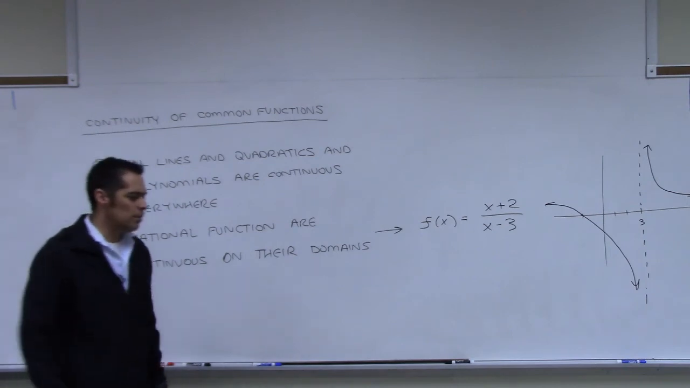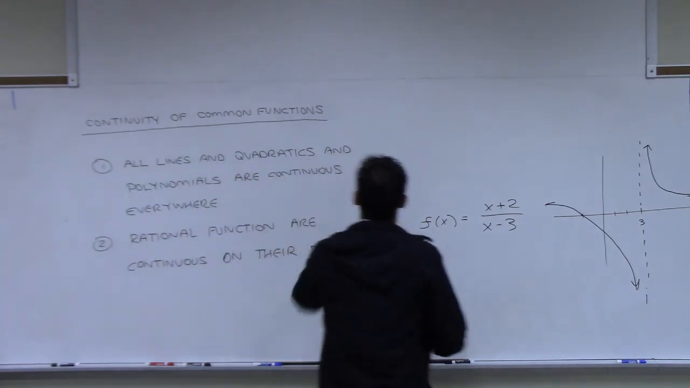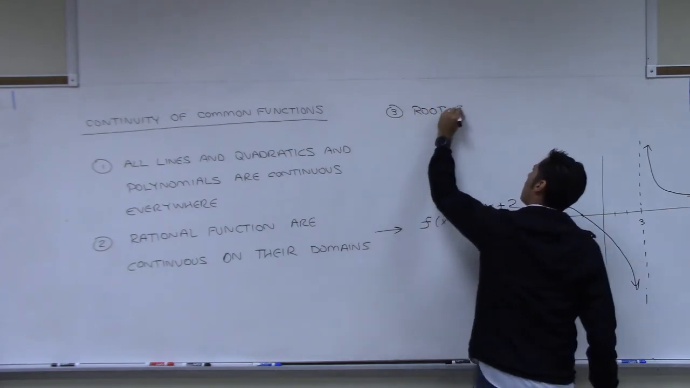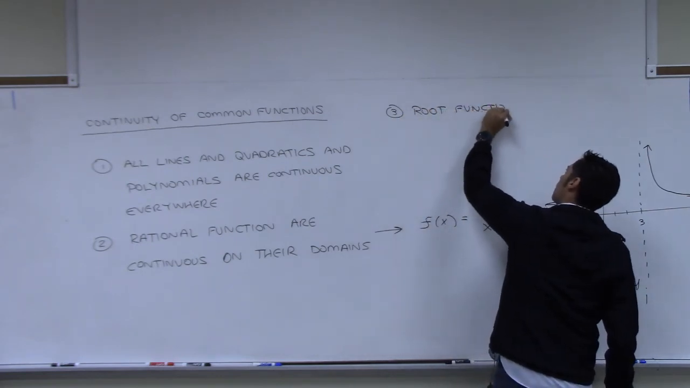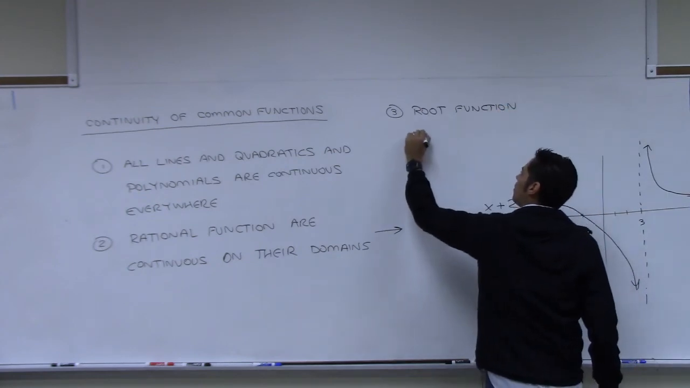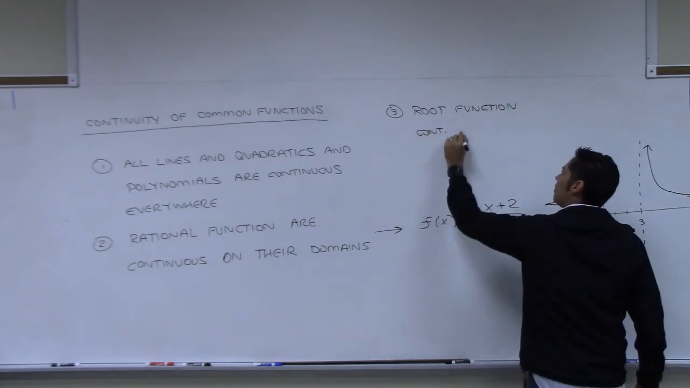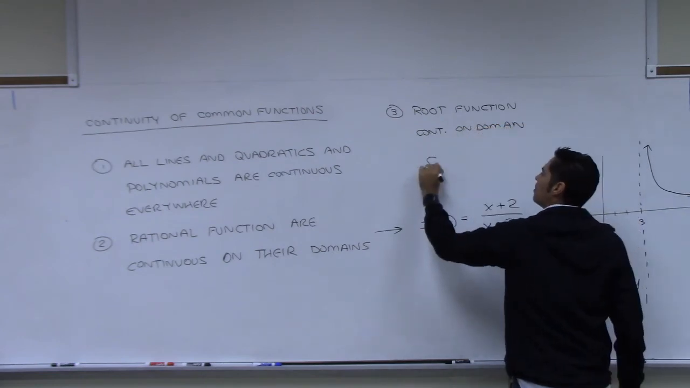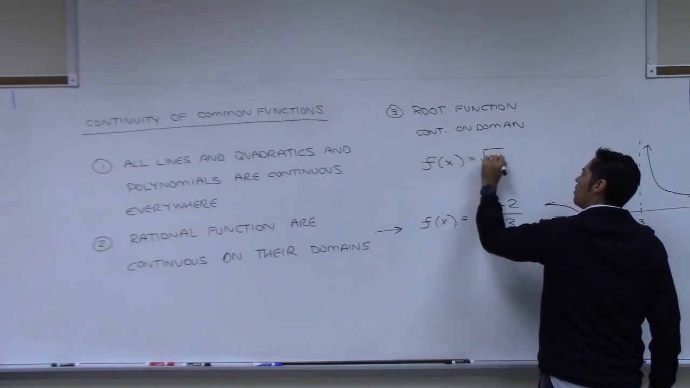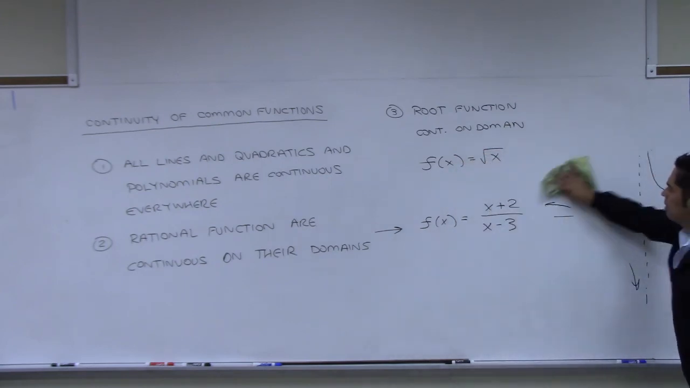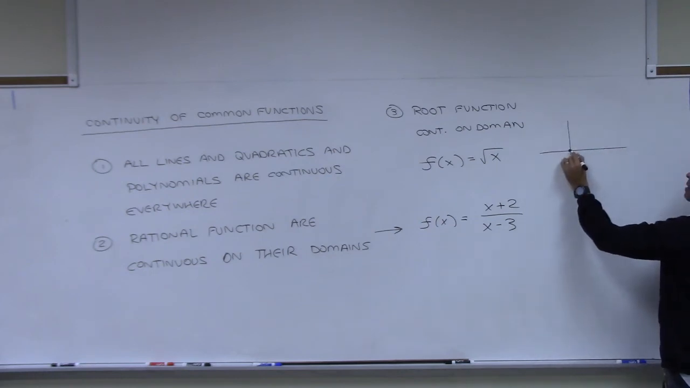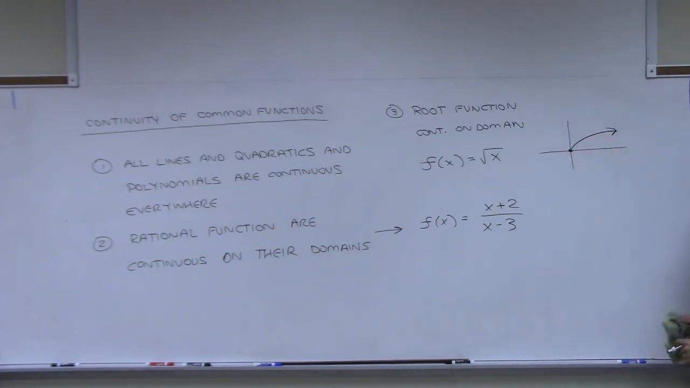Root functions. Sorry, root functions are continuous also. Number 3, root functions are continuous. I'm just going to put that continuous on domains. And I'll give you an example of this one. f of x equals the square root of x. If we graphed the square root of x, that's what it would look like. That's the graph of this function.